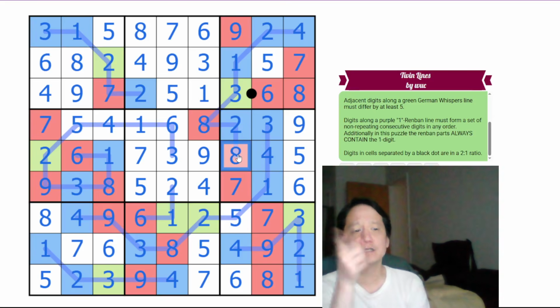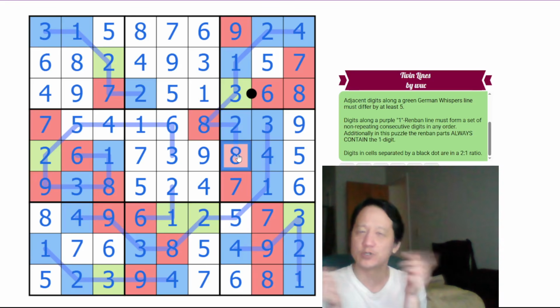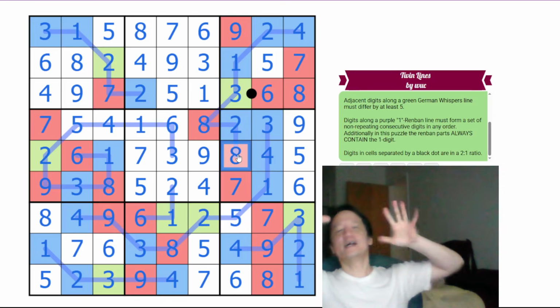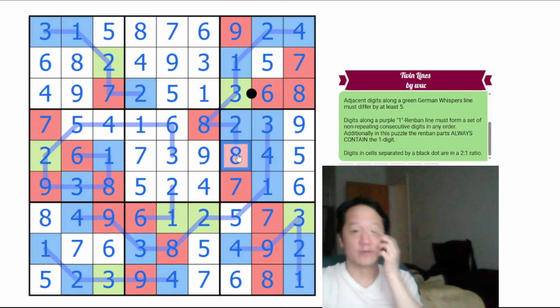I could see this actually being a pretty usable rule. And you could do this with multiple different types of lines, which I think is the more interesting part, right? You could do this with a modular line and a Renban line, or a modular line and an entropy line, right? So that's interesting. Or you could even have region sum lines potentially added there too. The twin lines idea can be very extensible, I could see, if you wanted to set different types of puzzles that way.